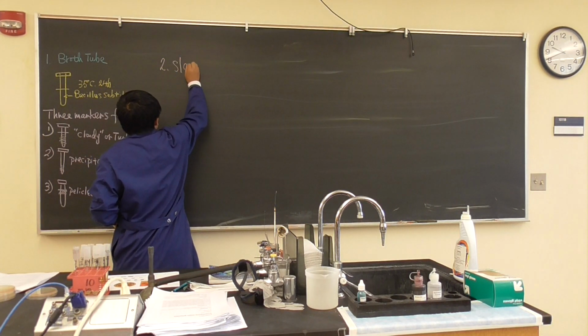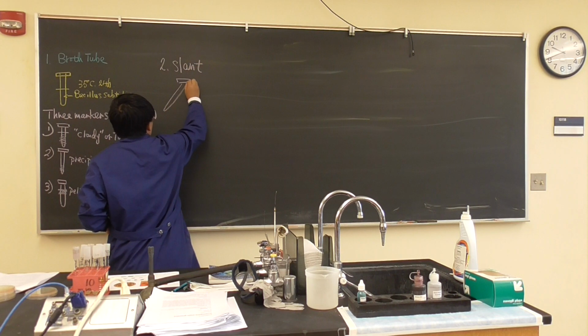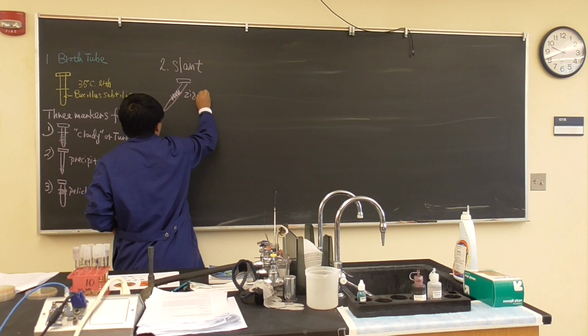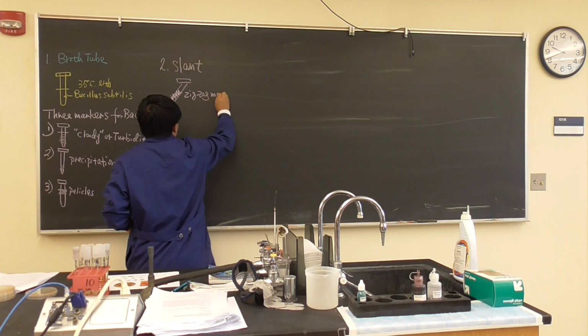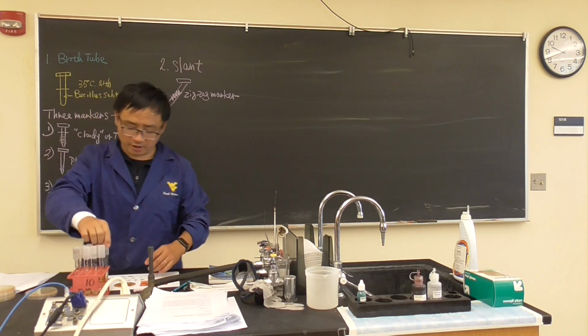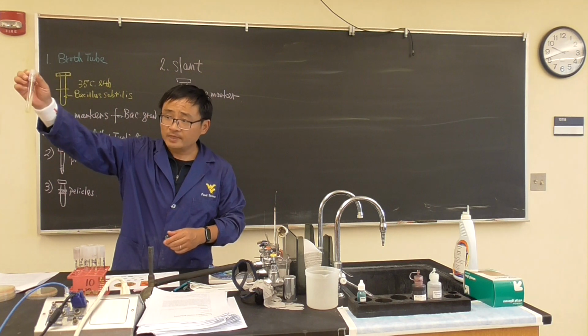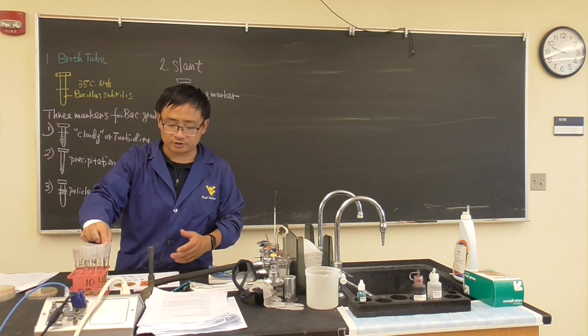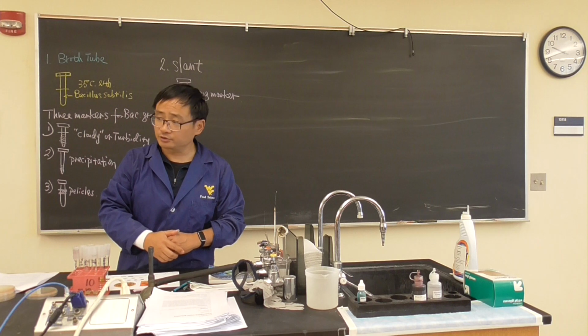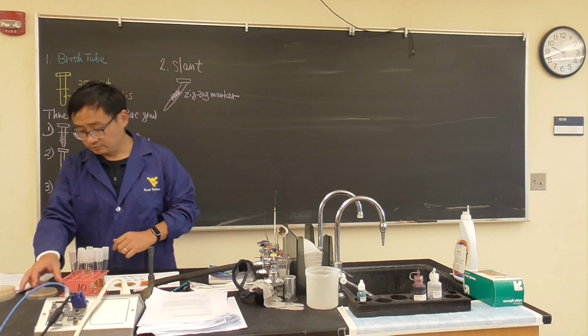Second one, slant. So everybody look at your slants. What does it look like? You should see a very clear zigzag marker. If you see a very clear zigzag marker, which means you did a good job. And this is for temporary storage of bacteria at about 4 degrees Celsius for about 7 days. 4 to 7 days, less than a week. Okay, so that's easy.